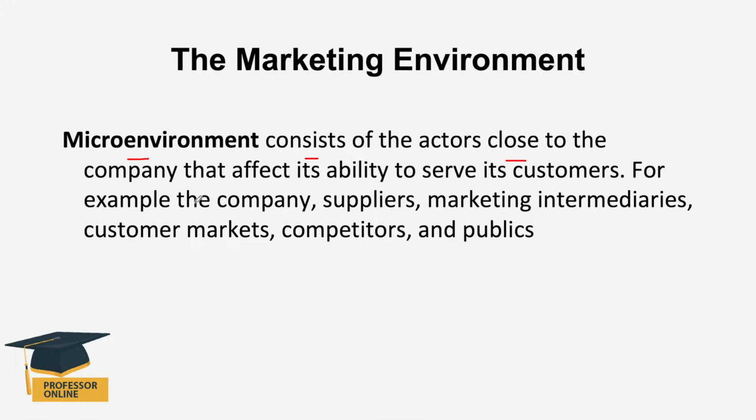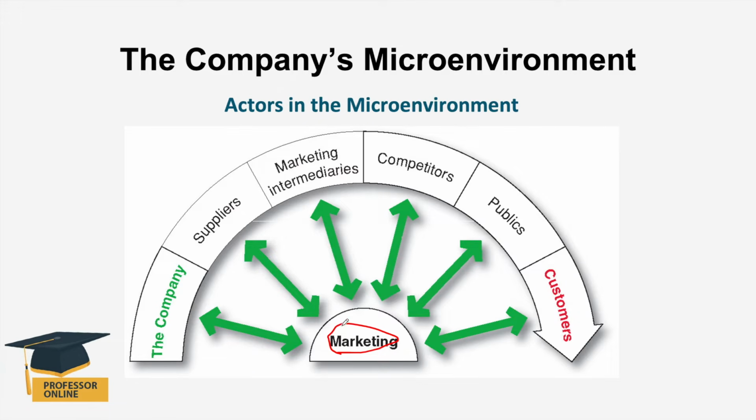Those actors are the organization itself, the suppliers, marketing middlemen or marketing intermediaries, customer markets, competitors, and different publics. If you have a look at this picture, marketing activities are the activities which you intend to do, in order to serve the customers in the best possible way. The microenvironment is the closest environment to these marketing activities or the marketing department of an organization. Like I said before, it is made up of the company, suppliers, marketing middlemen, competitors, publics, and the customers themselves. Let's go one by one and see what exactly these factors mean.